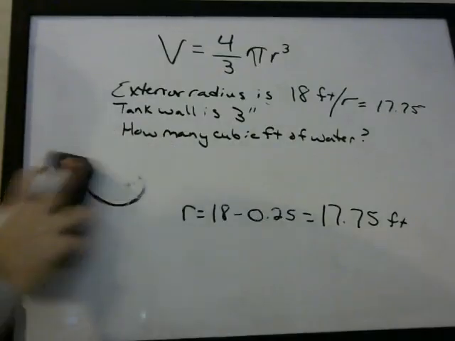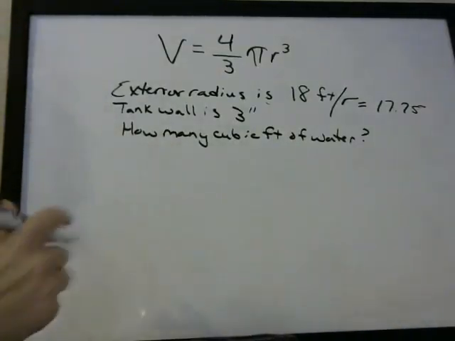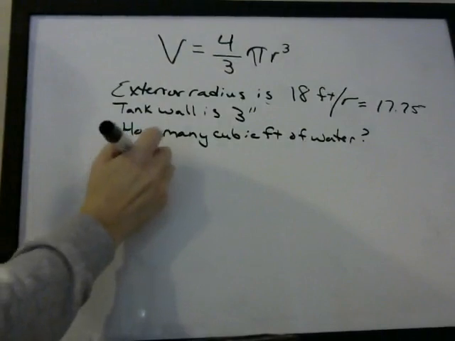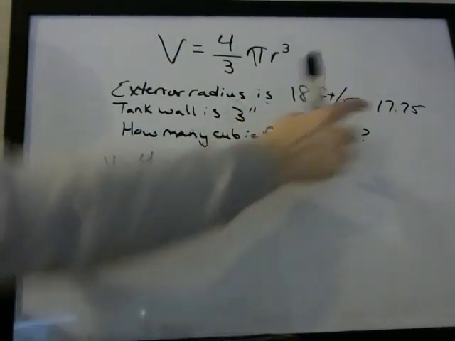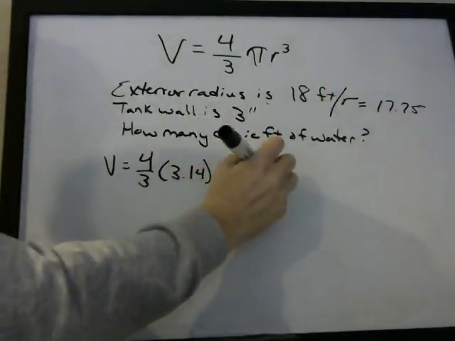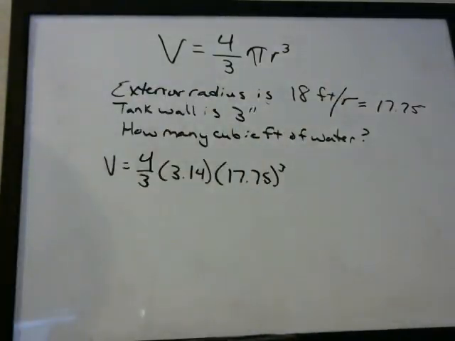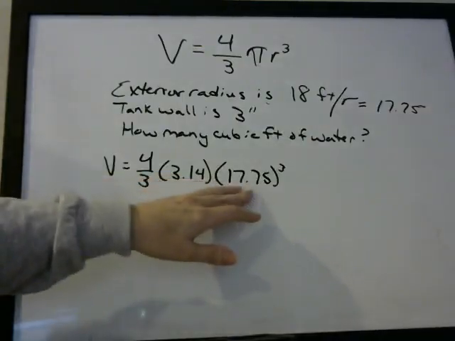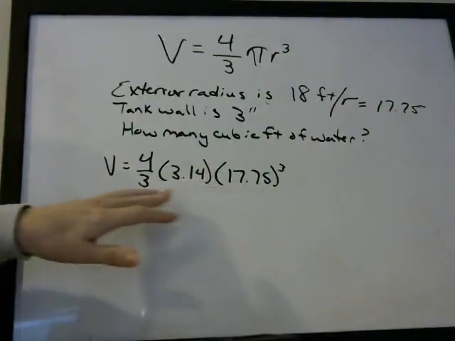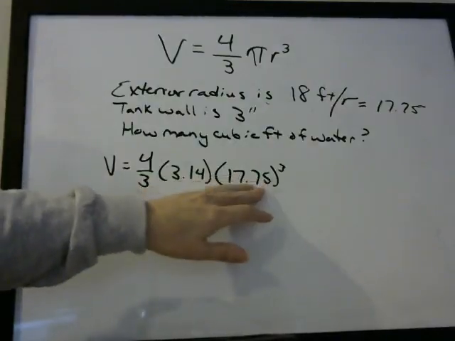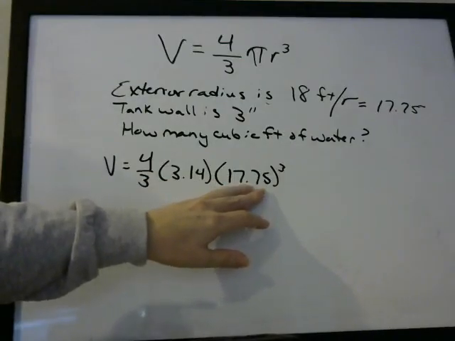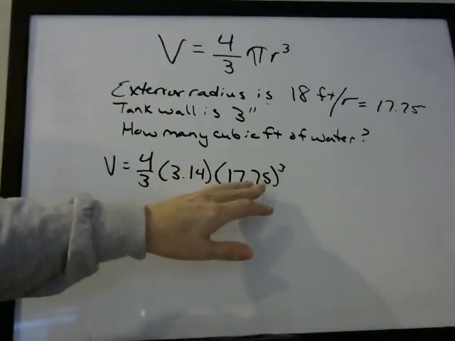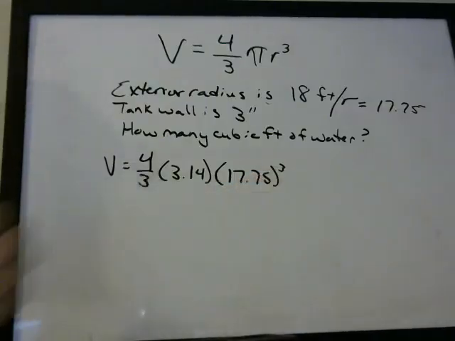Okay, so now that we have a radius, we can solve this problem. Volume equals 4/3, pi is 3.14, times 17.75 cubed. So we just do the same thing. This is more computationally extensive, but it's just the same formula. So you plug 17.75 times 17.75 times 17.75 into your calculator because that's what 17.75 cubed means.